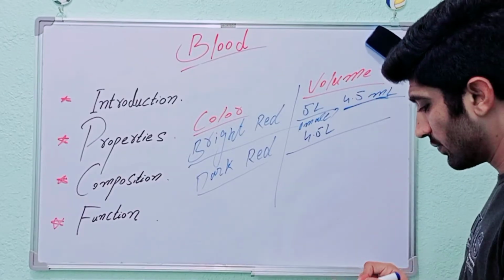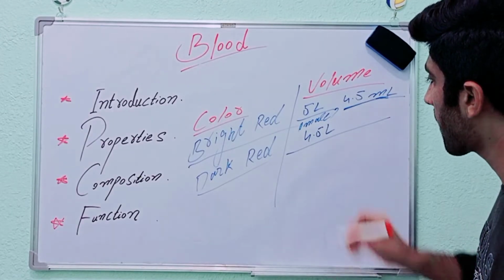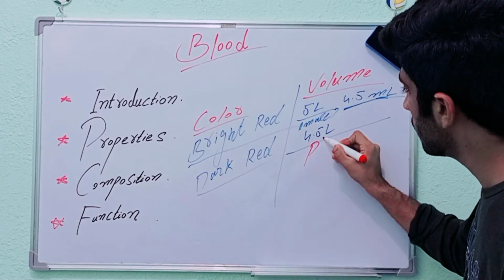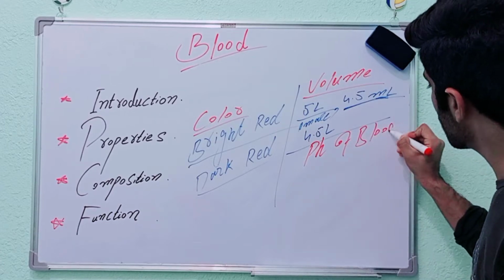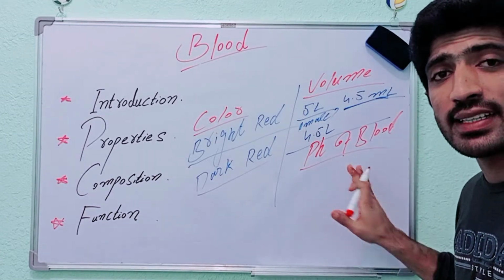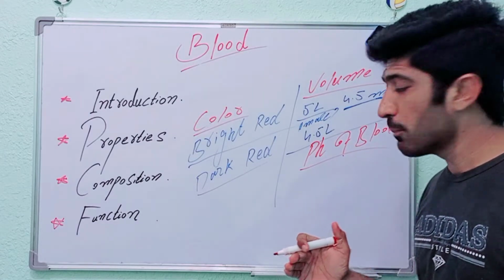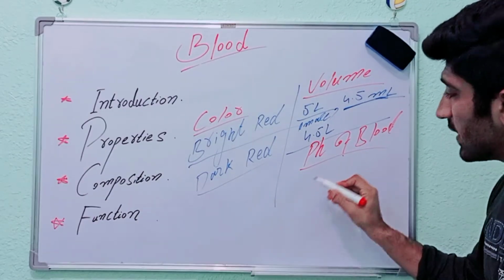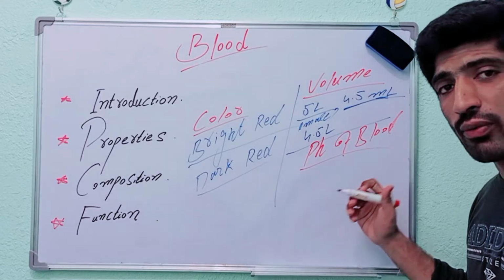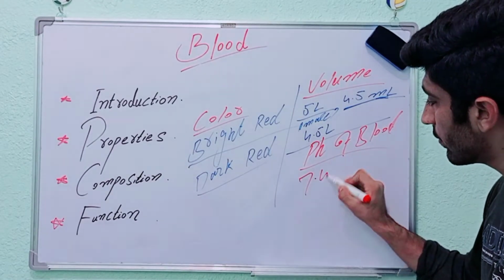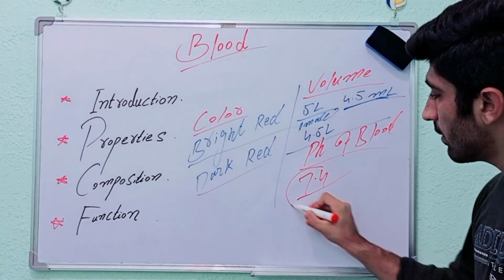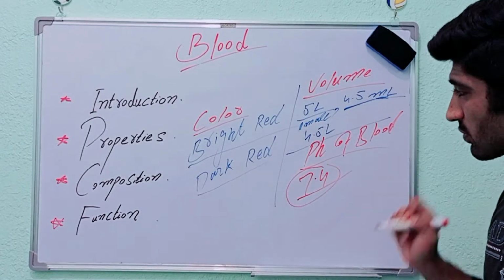After that, we have to discuss the pH of blood. Students, the blood is alkaline in nature, basically. pH means the acid base balance of blood. So the pH of blood is 7.4. This is the pH of blood.